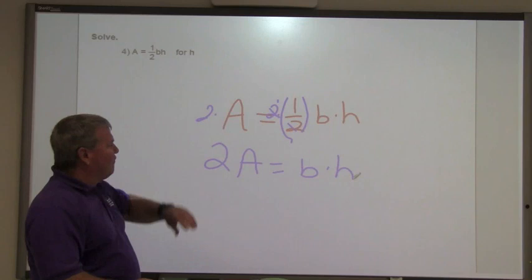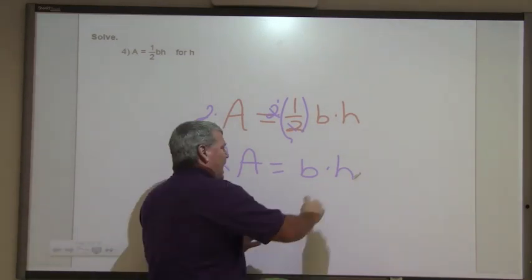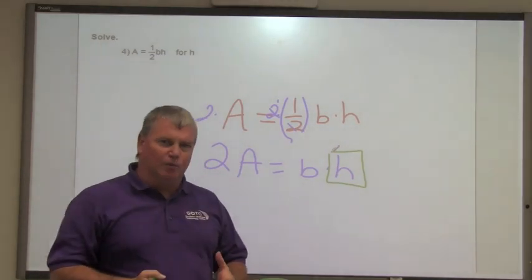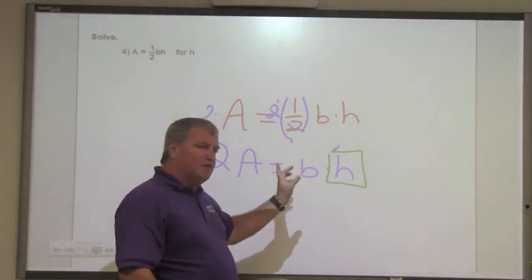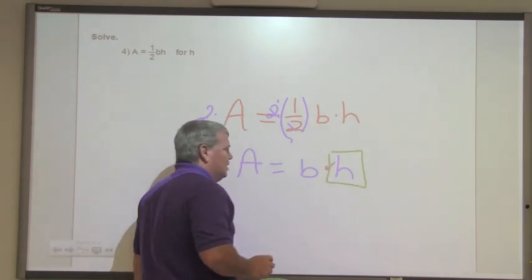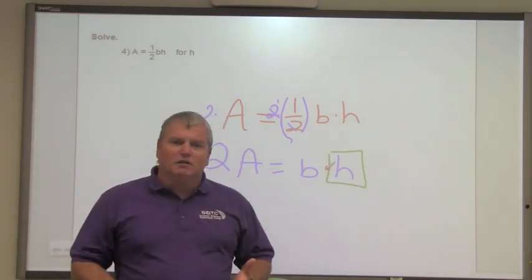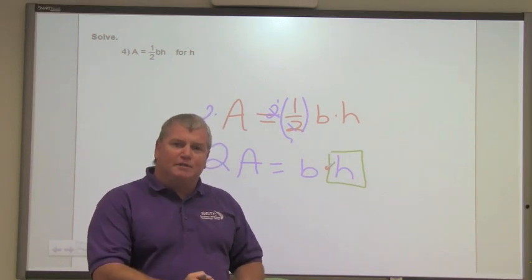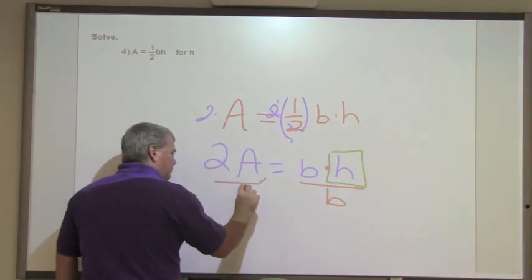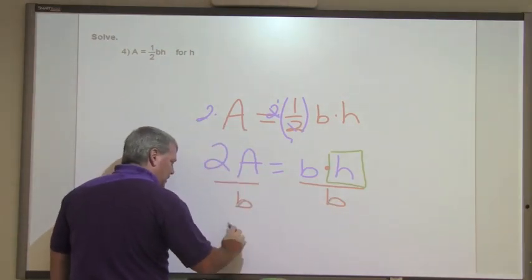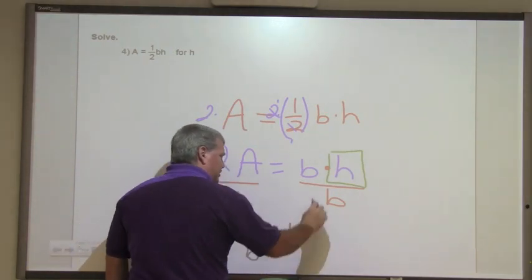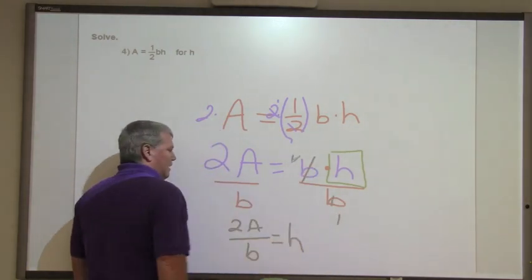Now it says to solve for h. So we're trying to get h by itself. So I don't want to move h, I just want to leave h alone. So what do I need to get rid of? I need to get rid of the b. Well, it's b times h. How do I get rid of multiplication? To get rid of multiplication, I do the opposite, which is division. So I'm going to divide by b. So my final answer is going to be 2a over b equals h, because b over b is 1.